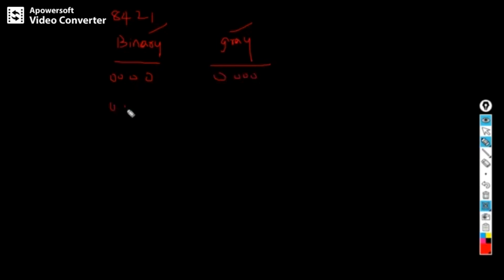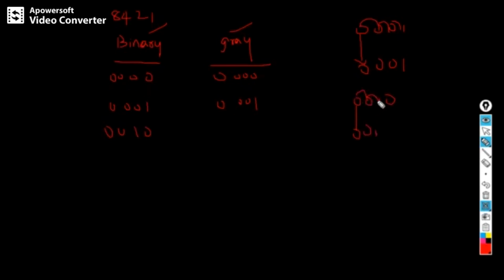Now we will take 0, 0, 0, 1. To convert this, I write here 0, 0, 0, 1. First represent the MSB 0 as it is. Then add this one to this one: 0, 0, 0; 0, 0, 0; 0, 1, 1. So this is 0, 0, 0, 1. Now we'll take one more, 0, 0, 1, 0. Represent the MSB as it is. Add this one to this 0, add this one to this 1, add this one to this 1. That is nothing but 0, 0, 1, 1. This is binary to gray.